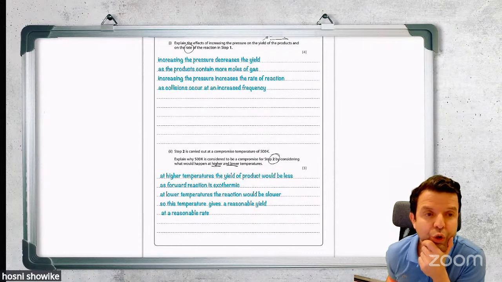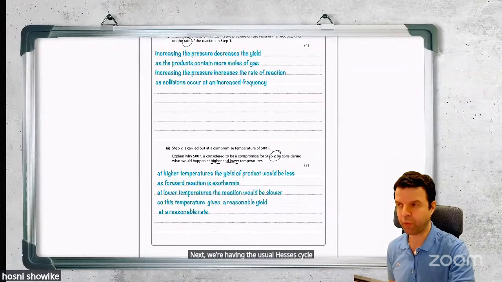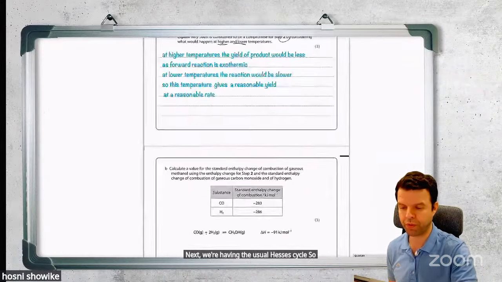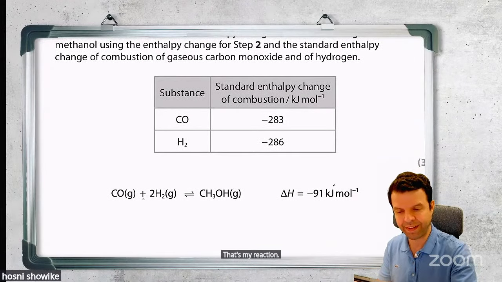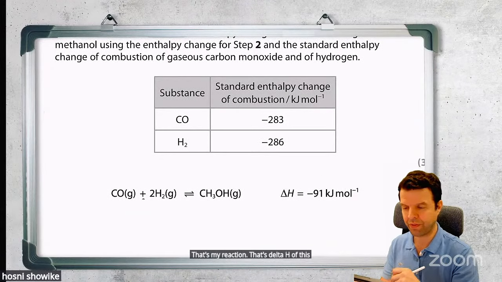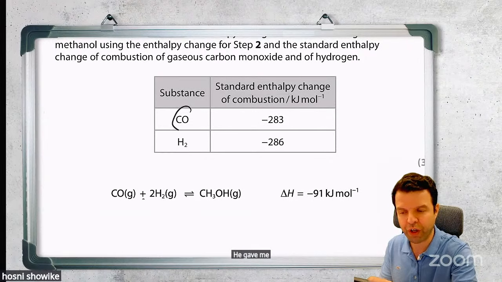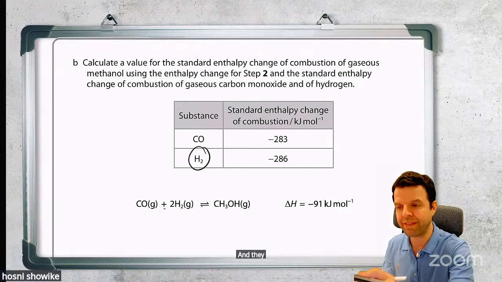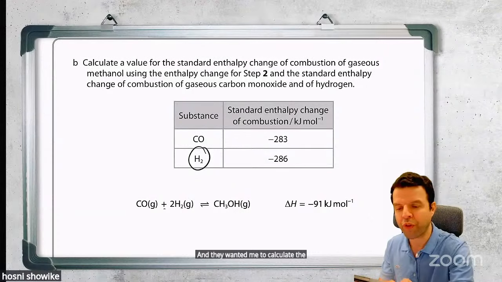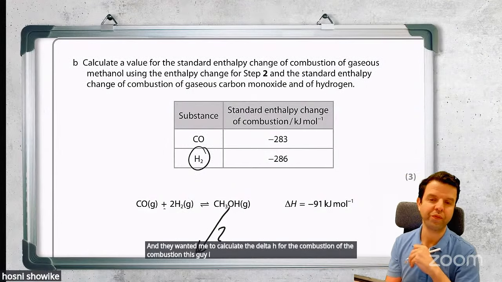Next, we're having the usual Hess's cycle. So let's move on. That's my reaction. That's delta H of this reaction. They gave me enthalpy of combustion of carbon monoxide and hydrogen, and they wanted me to calculate the delta H for the combustion of this guy. I'm looking for this, okay?